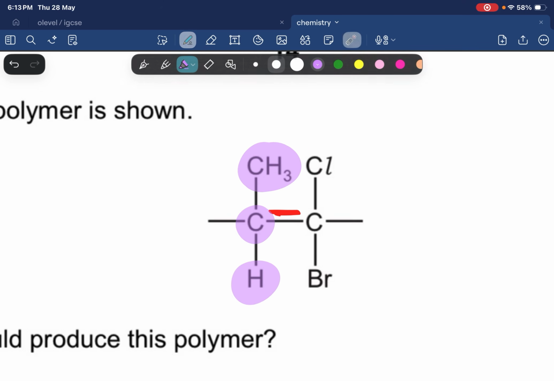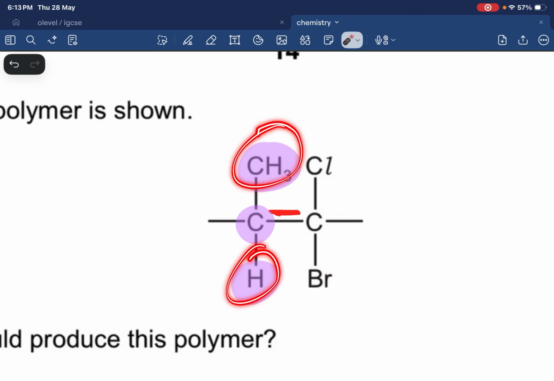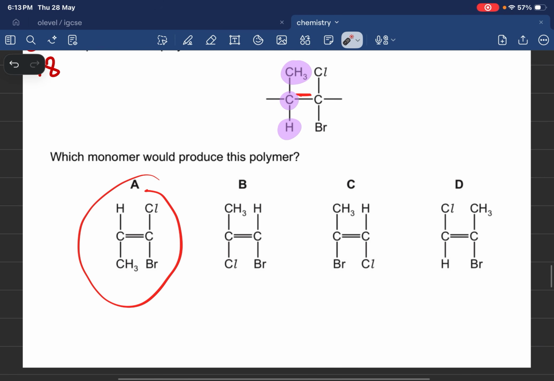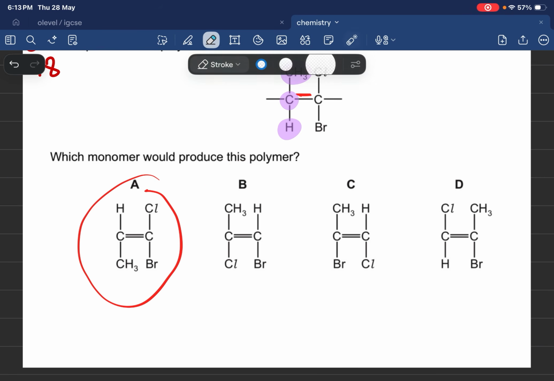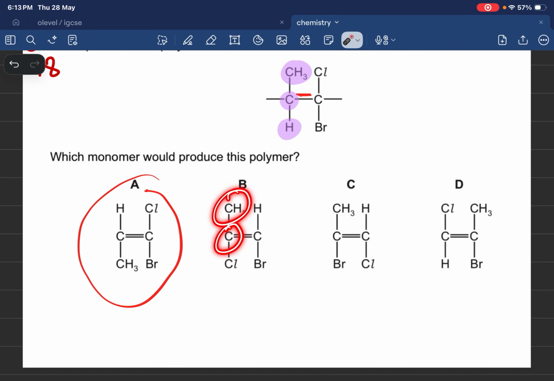and H, this CH3 and H can change position. The H can go above and CH3 can come down, but both of them are going to remain on the same carbon. The carbon that has this cannot get chlorine on it. Okay, so remember this. One carbon that has CH3 and H, this is incorrect. This carbon cannot have CH3 and chlorine. This carbon has to have CH3 and H.